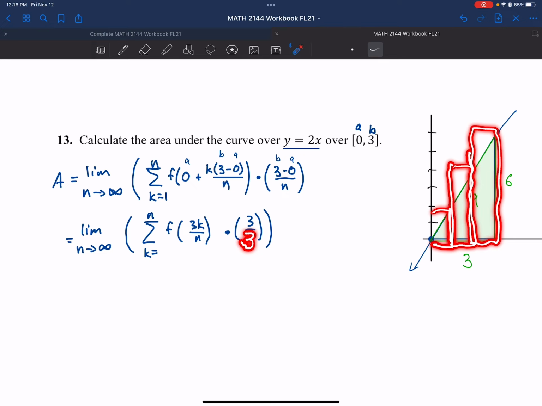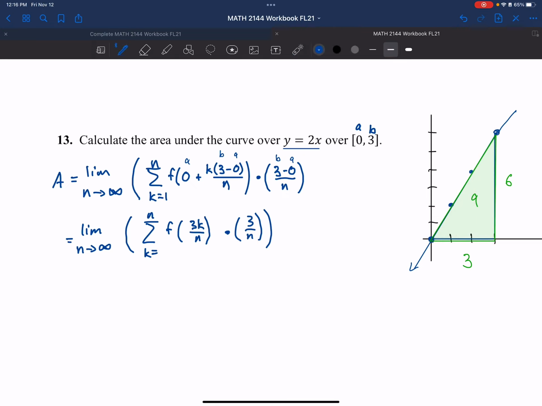And then if you also think about this in terms of k going from 1 to n, notice that to get the last rectangle, when k is n, you're at f of 3, which is going to give you the height of the last rectangle. So it looks really messy, but it is pretty intuitive if you just think about it geometrically. This formula in general, I'm going to write up here for reference. We'll use it a couple more times today just to get the hang of it.